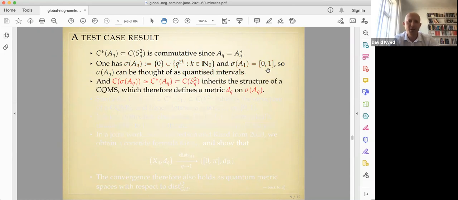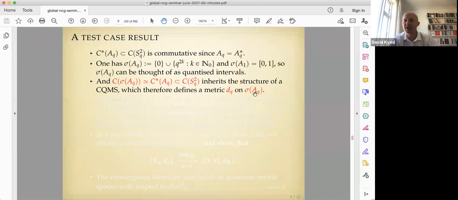Now, being a sub-C-star algebra of a compact quantum metric space, the Lipschitz seminorm up here will restrict, and it turns out that the restriction here is again a Lipschitz seminorm. So this commutative C-star algebra automatically gets a compact quantum metric space structure on it. And because it is, of course, the continuous functions on the spectrum, this quantum metric structure will induce an honest-to-God metric down on the spectrum that we call D_q.